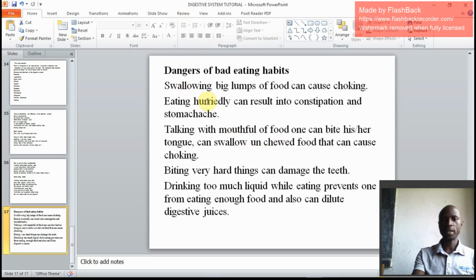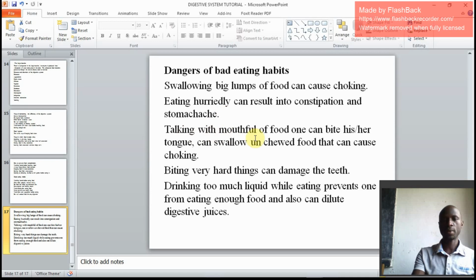We are winding up with the dangers of bad eating habits. How is it dangerous to eat food using bad habits? Swallowing big lumps of food can cause choking. When you swallow big lumps of food, you are like, let me compete with my sister, you will have this choking. Eating hurriedly can result in constipation and stomachache, because you will not chew food properly.